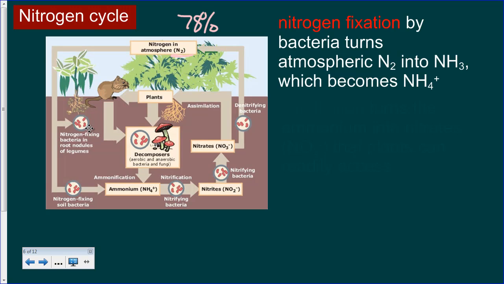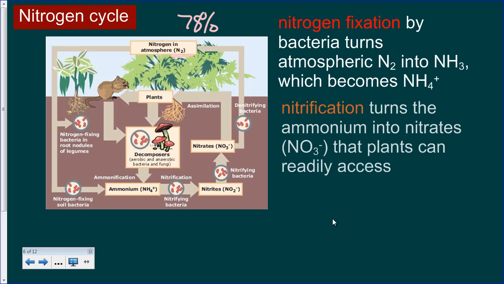And so you've got nitrogen-fixing bacteria that are going to turn the atmospheric nitrogen into ammonia. And then we have what we call nitrification, or nitrifying bacteria. They're going to take that ammonium and turn it into nitrates. Now, nitrates are what plants actually like. Fortunately, it's a little bit easier to do the step from ammonia to nitrates than it is to get from N2 to NH4. Okay, a lot of chemical talk there.